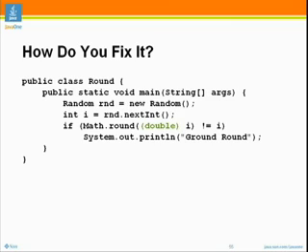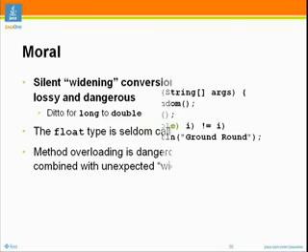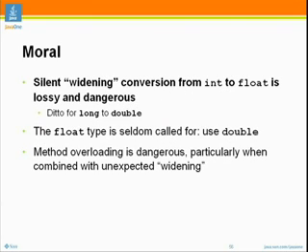And what can we learn from it? That silent, so-called widening conversion from int to float is both lossy and dangerous. It was a mistake in the language design. Basically, you should never get a conversion where you lose precision and not get a warning or even an error. You should have to explicitly cast to get from int to float, but unfortunately you don't.